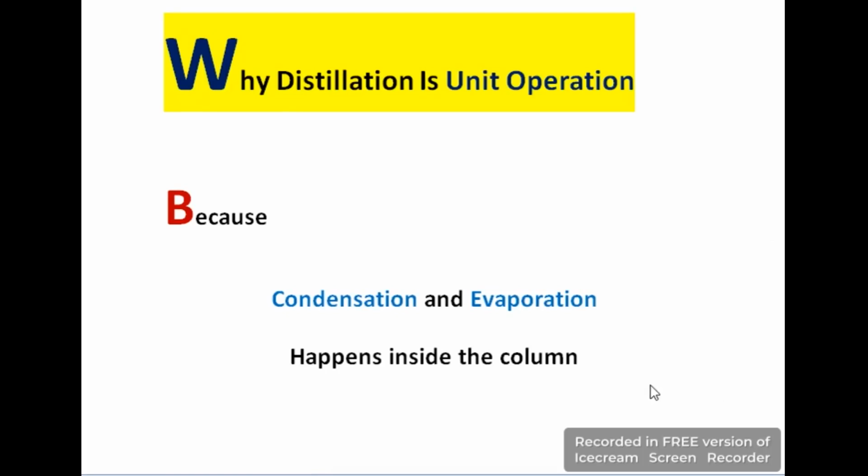Why is distillation a unit operation? Now concentrate on the answer. You have seen examples of physical changes in previous slides. In the distillation process, two physical changes take place simultaneously and no chemical reaction takes place in the distillation column. Also, distillation is only a separation process, and in the distillation column only a single feed enters, so it is not involved in any reaction with another raw material. So due to only physical changes, distillation is a unit operation.